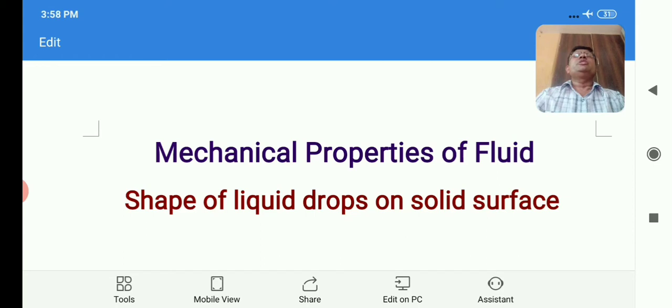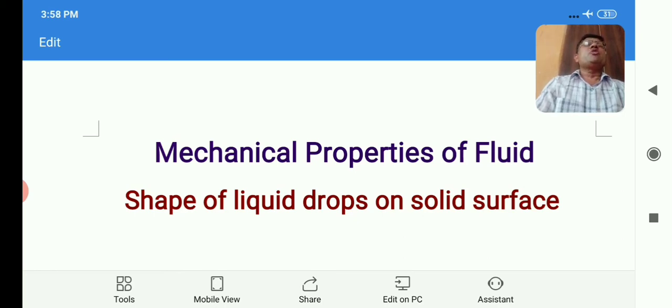The angle between the tangents drawn to the free surface of the liquid and the surface of solid at the point of contact, measured within the liquid. This is the definition of angle of contact, and we also learned about shape of meniscus as concave meniscus, convex meniscus, zero angle of contact, and conditions for convexity and concavity.